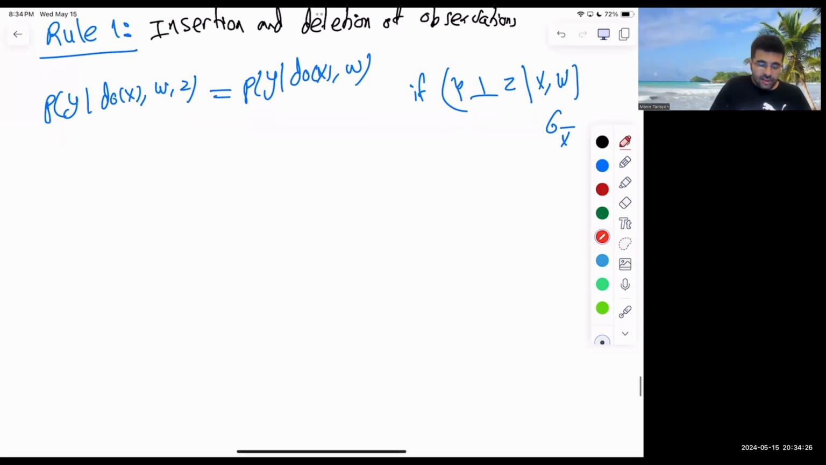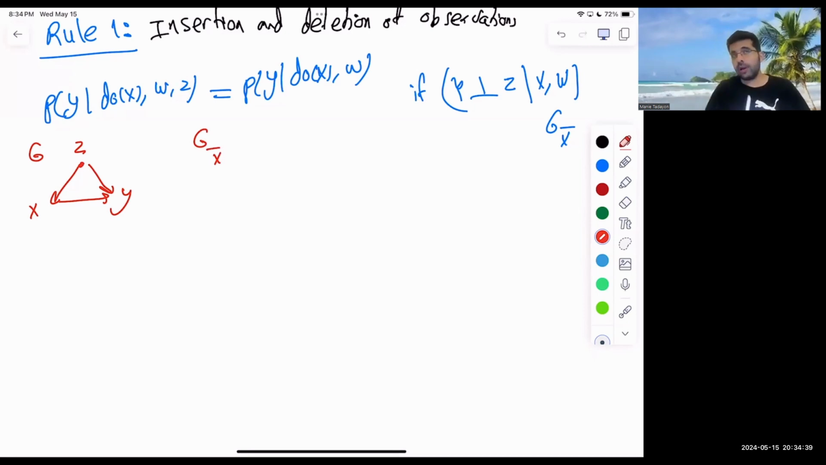If you have a graph G as follows, Z, X, Y, this is graph G. G with a line above X: remember I told you the line above, think of it as a parent. This means take the graph G and remove any edge that goes to X, that comes from the parent to X. So here, for example, you have the Z edge going to X, we remove it. We don't need it.